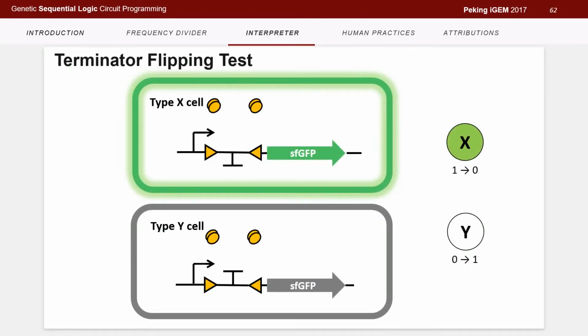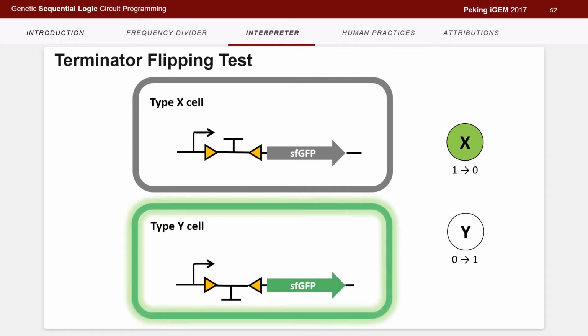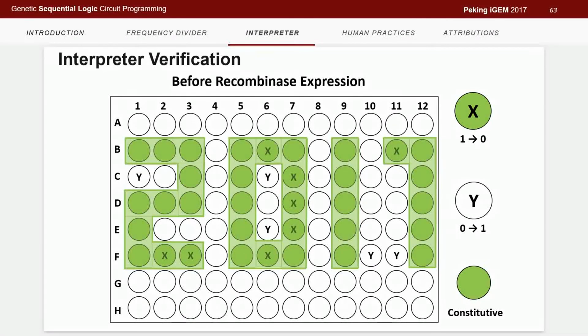To verify that a unidirectional terminator can be inverted to change gene expression, we constructed 2 reporter plasmids. For type A, in the initial state the terminator is in the reverse direction and it can express GFP. After being flipped by recombinase, the terminator will block transcription, turning off GFP. Type B cells behave oppositely. The terminator is flipped from forward to reverse direction. Green fluorescence is first off, then on.